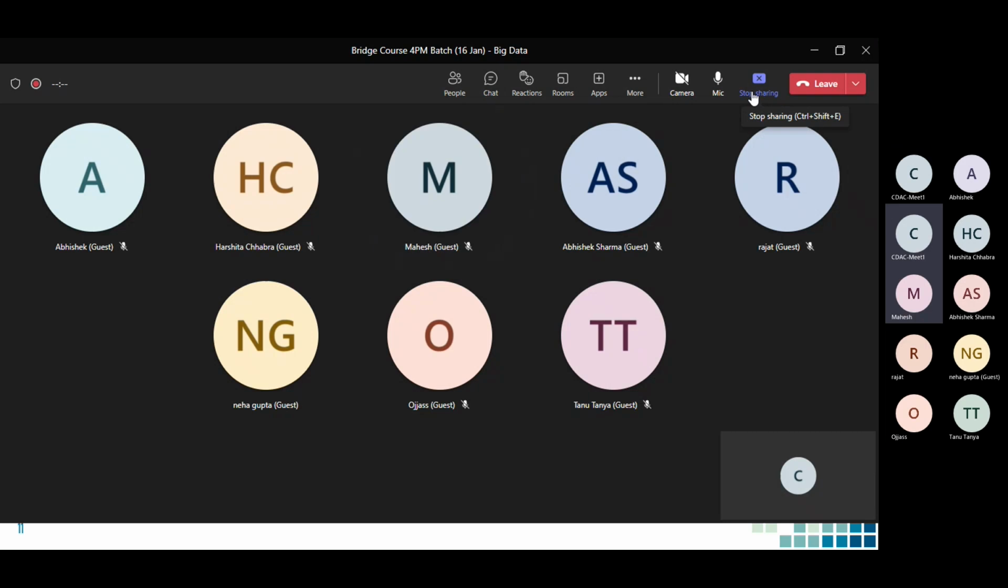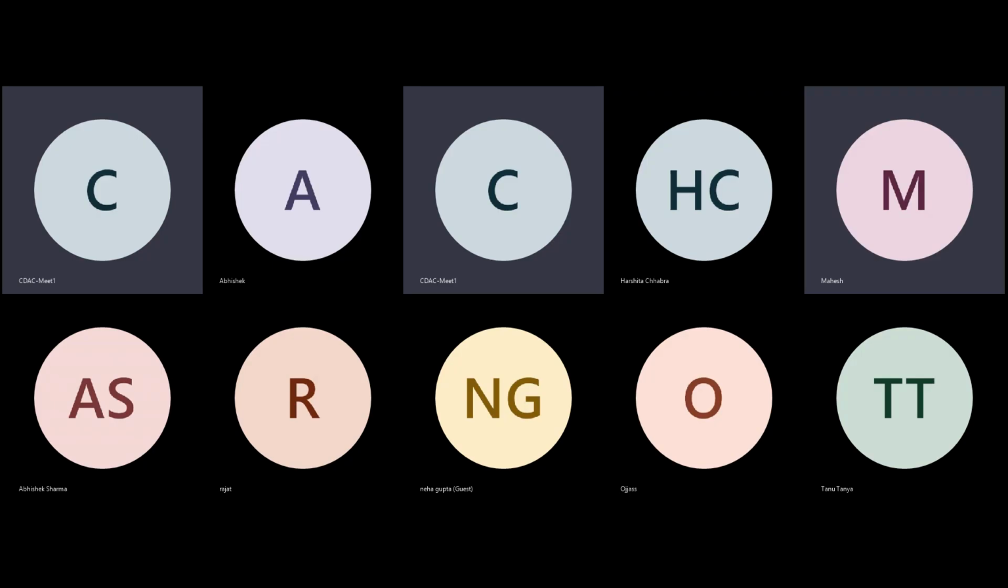Clear. Okay, then we will meet tomorrow. We will proceed with the basics and move towards Hadoop, and once we reach Hadoop, we will see the installation and configuration part.